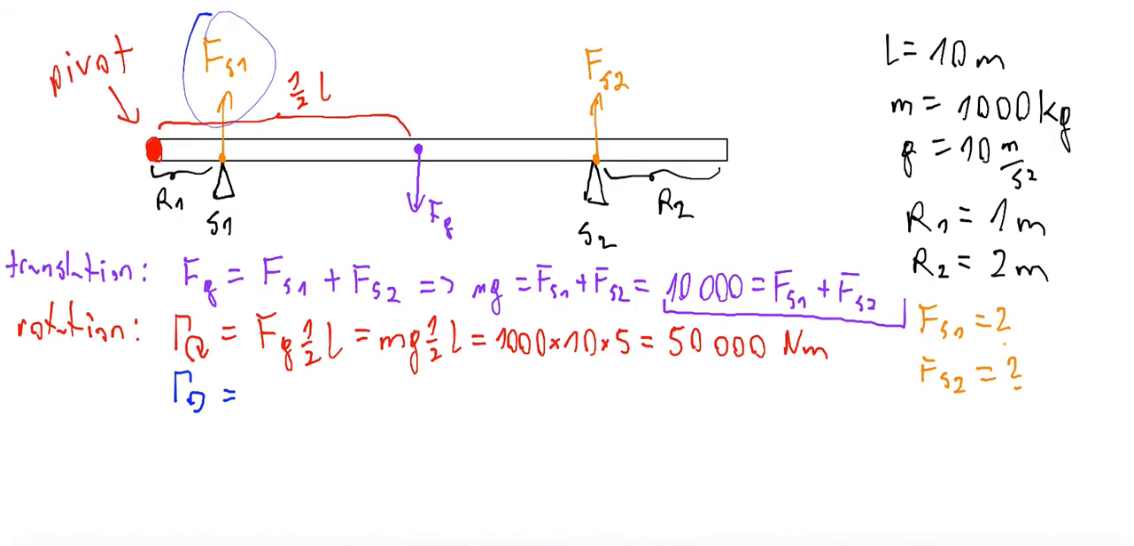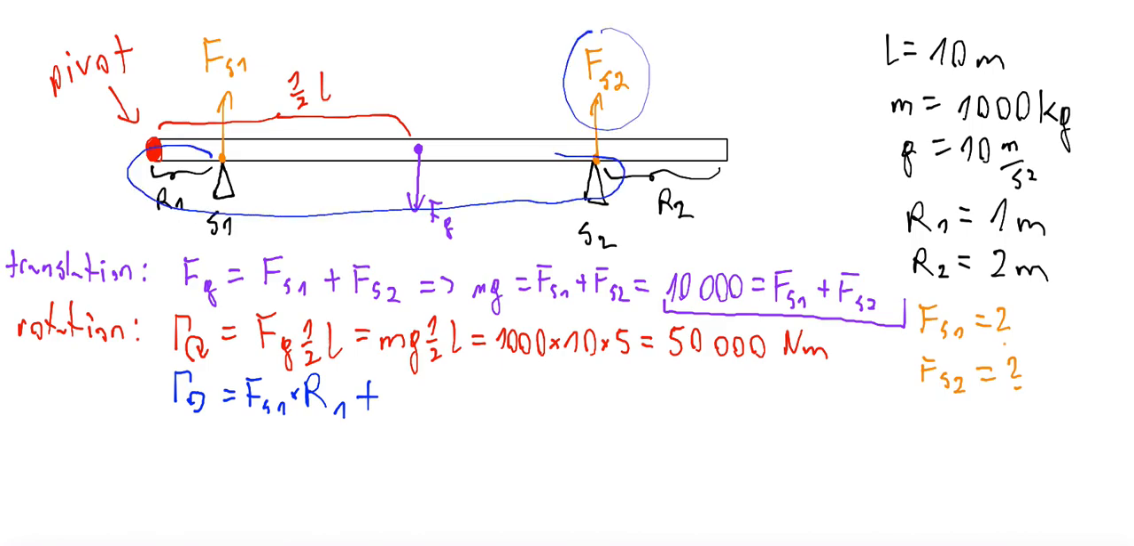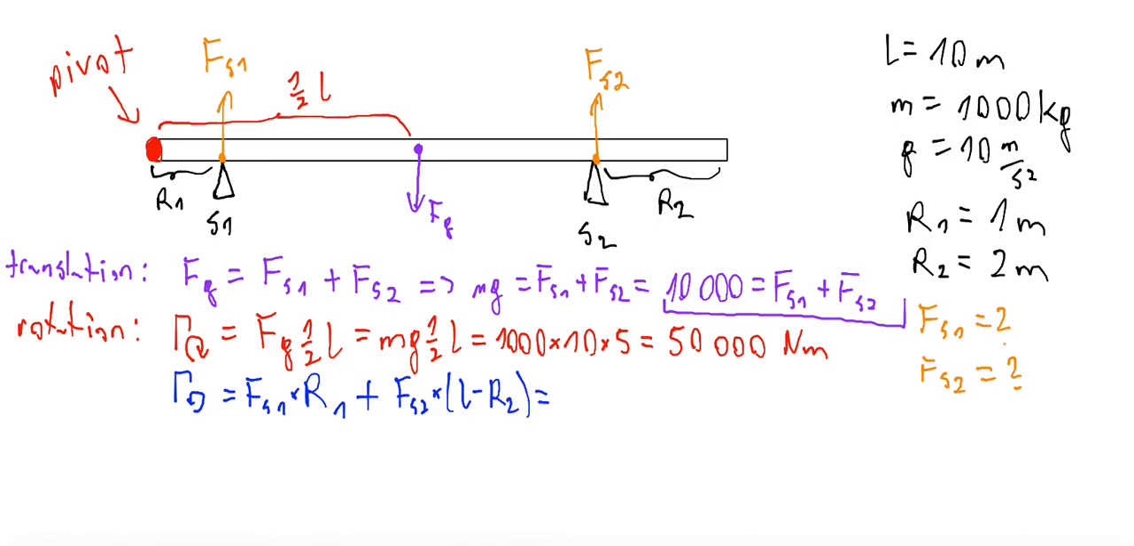The first support is at a distance of r1, so it can be written as Fs1 times r1, and the second support is at a distance of the length of the rod minus r2, because the distance from the pivot to Fs2 is L minus r2, so it will be Fs2 times L minus r2. So we can write Fs1, which is unknown, at a distance of r1, so 1, plus Fs2, which is unknown, at a distance L, which is 10, minus R2, which is 2, so at a distance of 8.